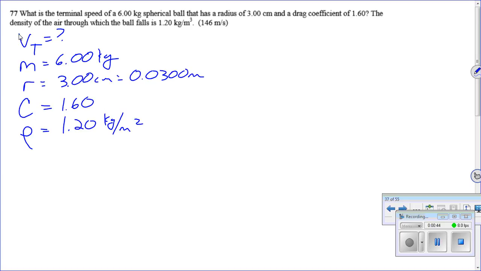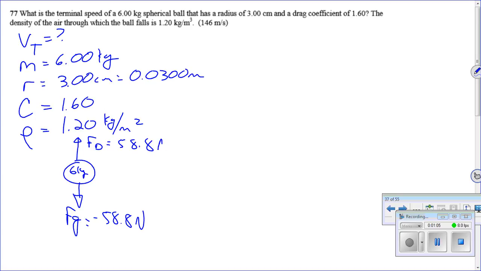All right, so the trick here is this: if your object is at terminal velocity, so here's my sphere, my ball, it's got a mass of 6 kilograms, so gravity is pulling this thing down with a force of 6 times 9.8, so that's negative 58.8 newtons, right? Well, if it's at terminal velocity, that means that my drag force is also 58.8 newtons, right? Because once you reach terminal velocity, your acceleration is 0. That's the whole point of terminal velocity.